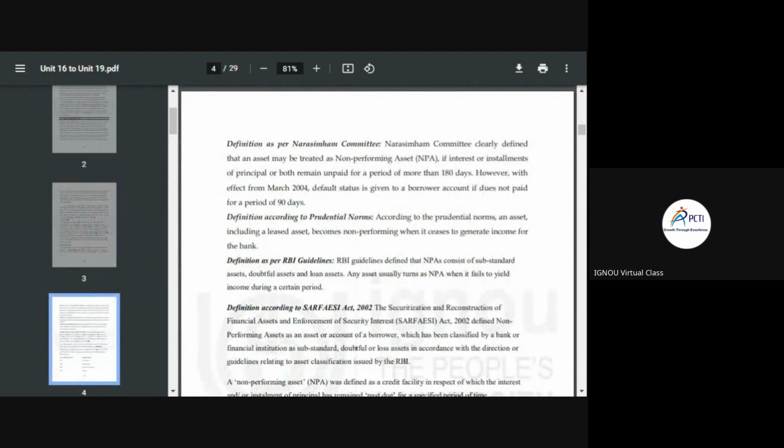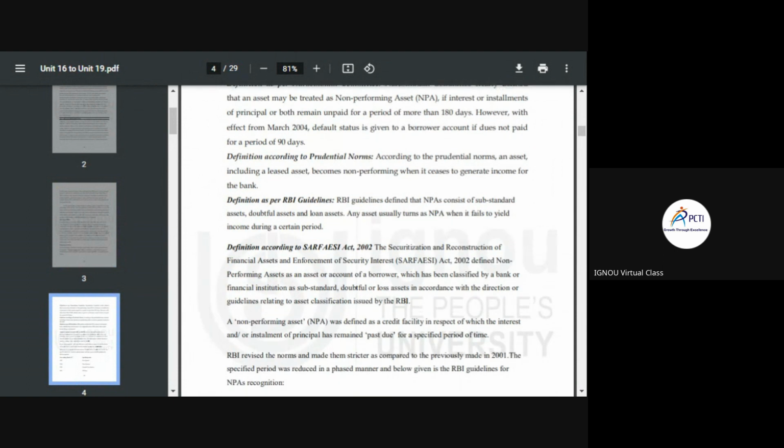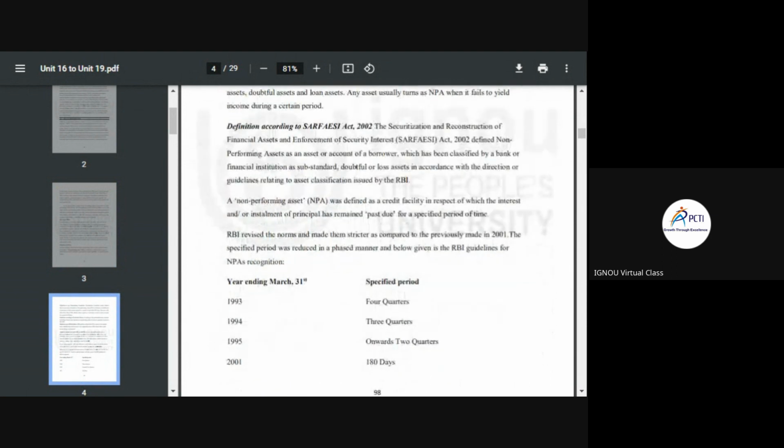As per the Narsimham Committee, an asset may be treated as a non-performing asset if interest or installment of principal or both remain unpaid for a period of more than 180 days. And with effect from March 2004, default status is given to a borrower account if dues are not paid for a period of 90 days. Here we have different definitions from different norms or guidelines, and we have a definition from the SARFAESI Act 2002 also.